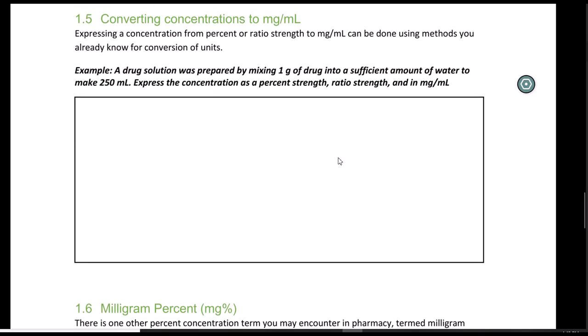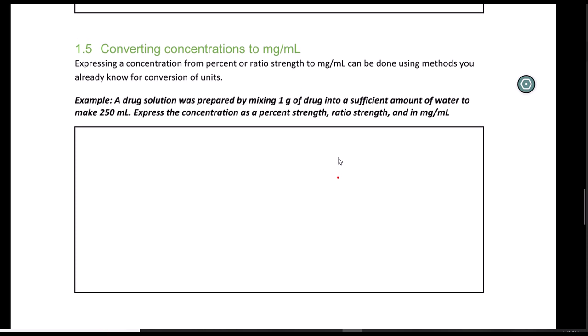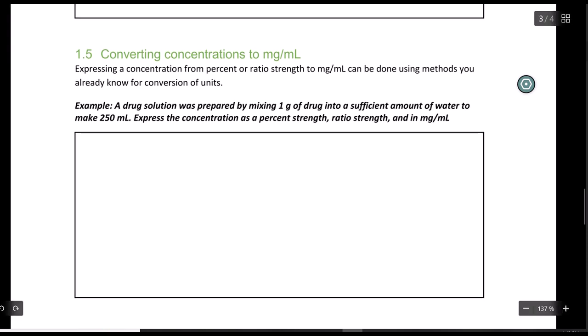Let's look at doing the same thing, but from milligrams per mL. You see here, a drug solution was prepared. You put 1 gram of drug in a sufficient amount of water to make 250 mLs. Express this as a percent strength, ratio strength, and in milligrams per mL.